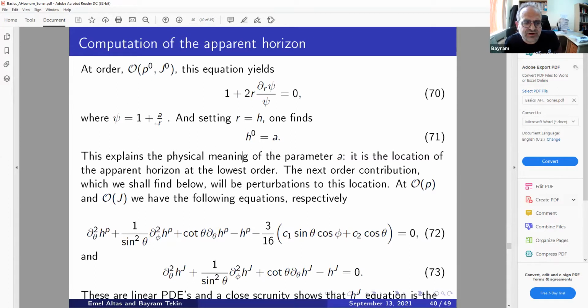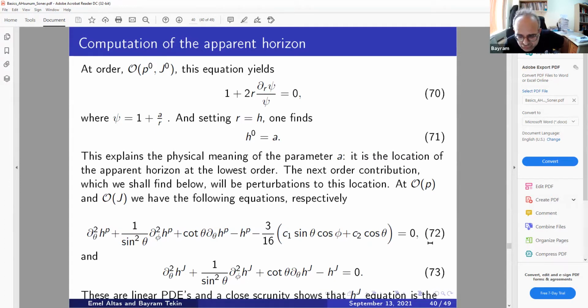A over R, look. Mass and length have the same dimensions. Pardon, what am I using? I'm using geometric units. So I'm using geometric units. Okay. G is equal to 1, C is equal to 1, okay? Okay, so I was thinking of something else. My bad. So for the first time, now we are learning that H0, which is the lowest order approximation to the location of the apparent horizon, is A, okay?